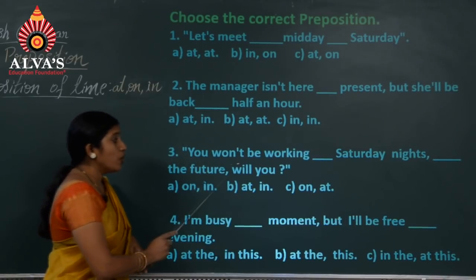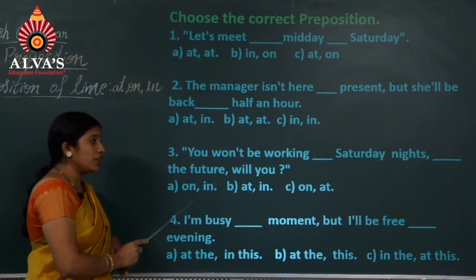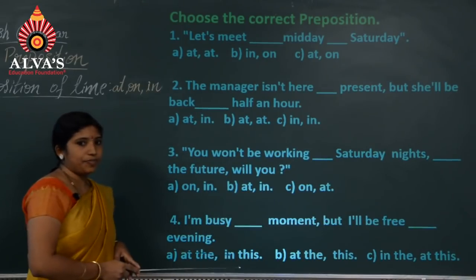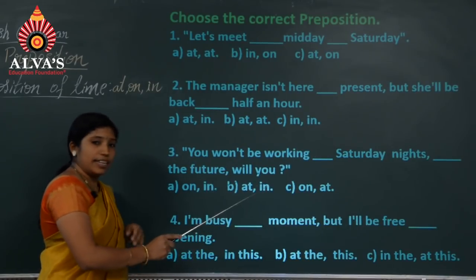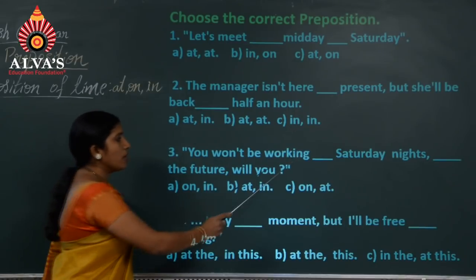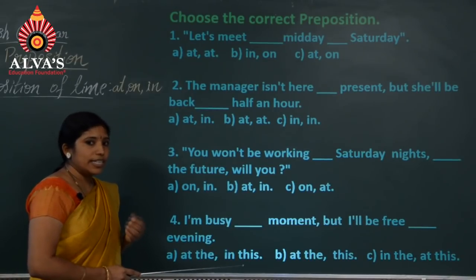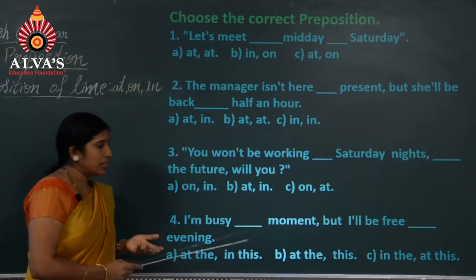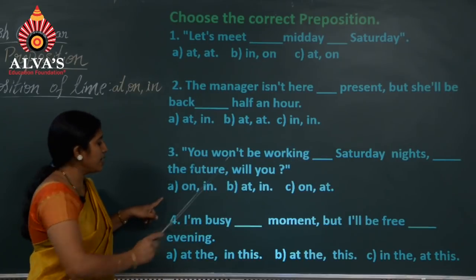Number 3. You won't be working dash Saturday nights dash the future, will you? What is the answer here? It refers to a day, Saturday nights, but it is one day. So, you have to write on Saturday nights. And for the future, you have to write in the future. The option is A, on and in is the right answer.